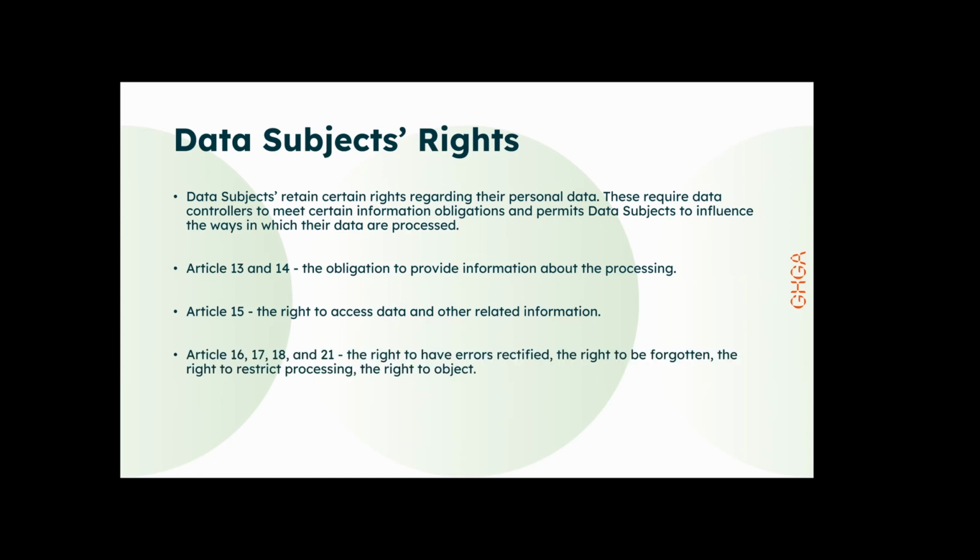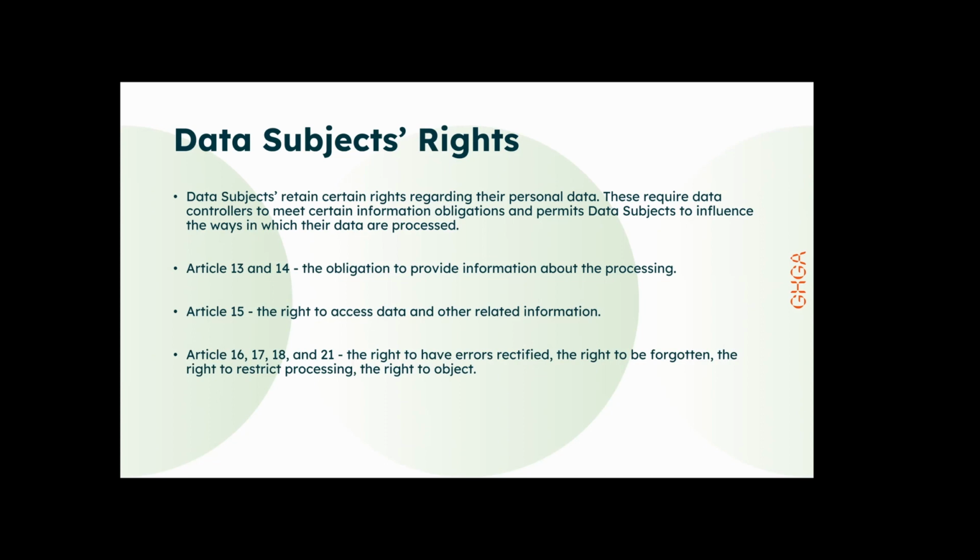The other rights which are useful, well, they're all useful, but perhaps relevant here are 16, 17, 18, and 21. And so 16 means that you have the right to have any errors rectified. So if the personal data that someone holds about you is incorrect, there's an obligation on them to correct that information. Article 17, you have the right to be forgotten. So if there's no reason for the data still to exist, like the processing purpose is finished and things like this, you have the right to require it to be destroyed.